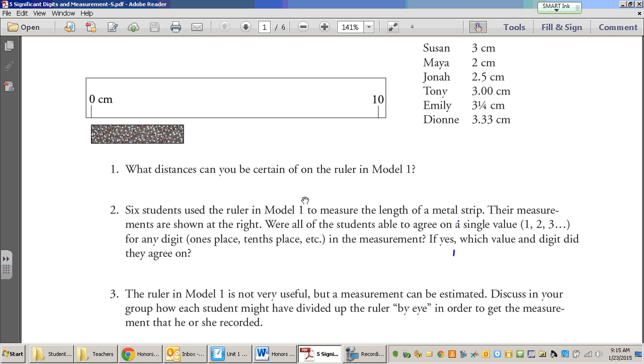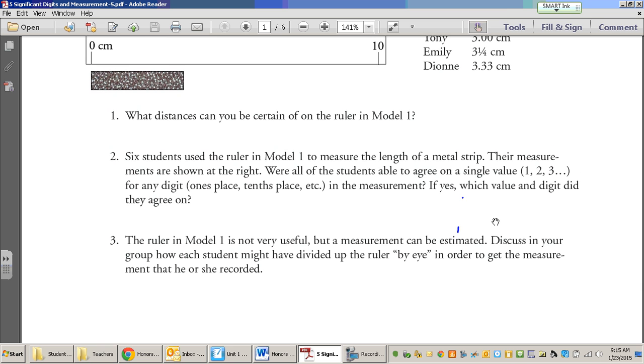This is something I'll take up in the portfolio check as like class participation. So number 1, just put 0 centimeters and 10 centimeters. Very to the point, no complete sentences. I just want to make sure we can estimate digits from instruments, not just from paper values anymore. I want to be able to use our instruments for this. So the distances we can be certain of are 0 centimeters and 10 centimeters.